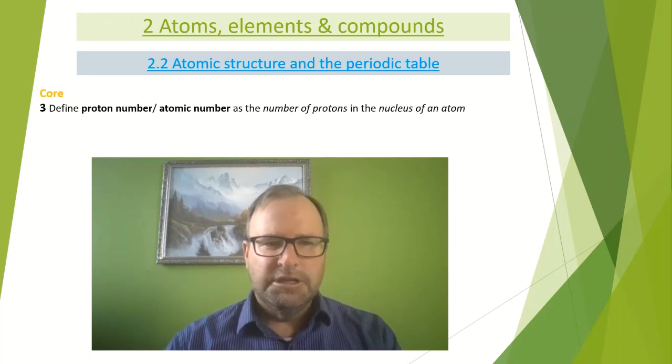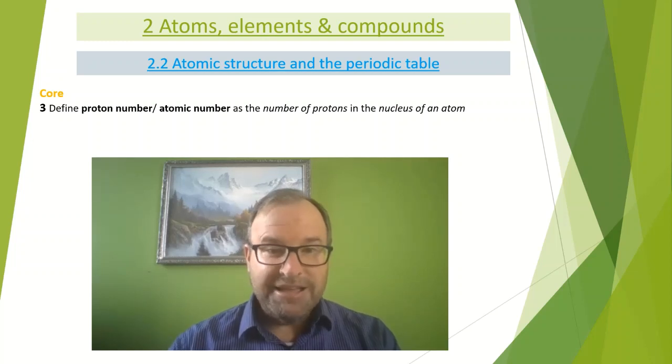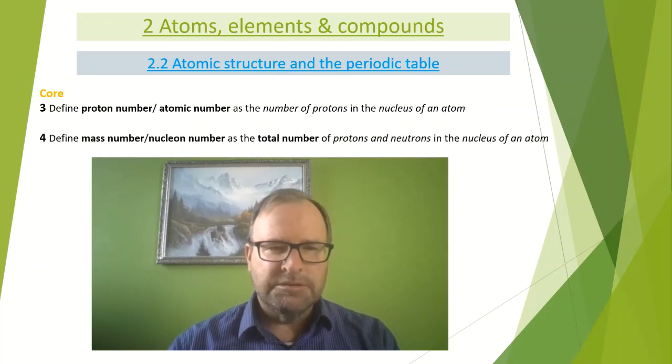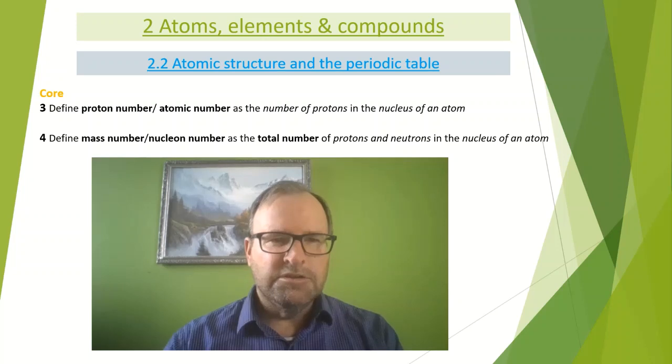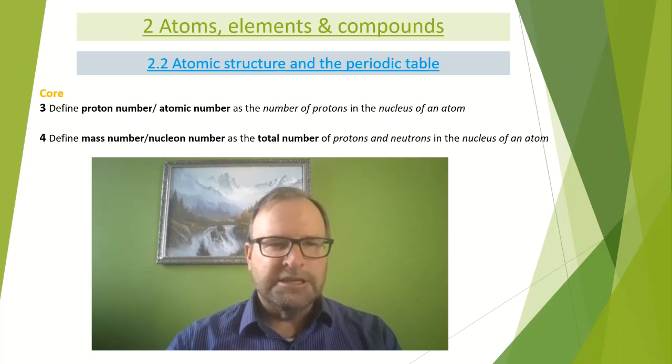Define the proton number, otherwise known as atomic number, as the number of protons in the nucleus of an atom. That's the definition according to the 0620 syllabus. The next learning outcome we're looking at in the core syllabus: define mass number, also known as nucleon number. Sometimes they say atomic mass number, depending which textbook you are referring to. It's the total number of protons and neutrons in the nucleus of an atom.